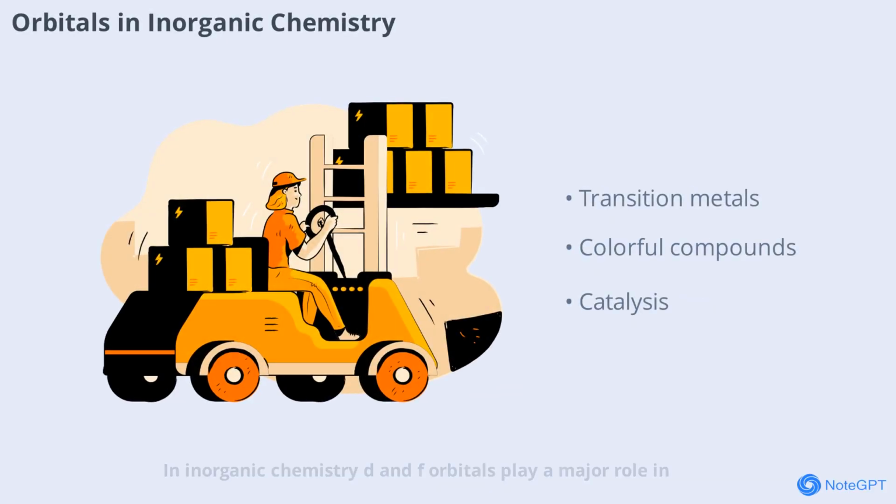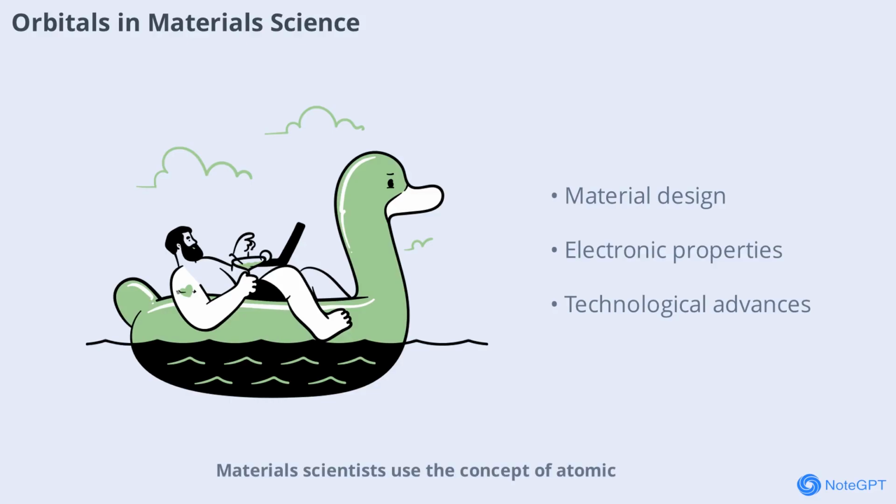In inorganic chemistry, d and f orbitals play a major role in the behavior of transition metals and rare earth elements. These orbitals are responsible for the vibrant colors of many compounds and the unique magnetic and catalytic properties of these elements. Materials scientists use the concept of atomic orbitals to design new materials with specific electronic, magnetic, and optical properties. By manipulating the arrangement of electrons, they can create everything from superconductors to solar cells, revolutionizing technology and industry.